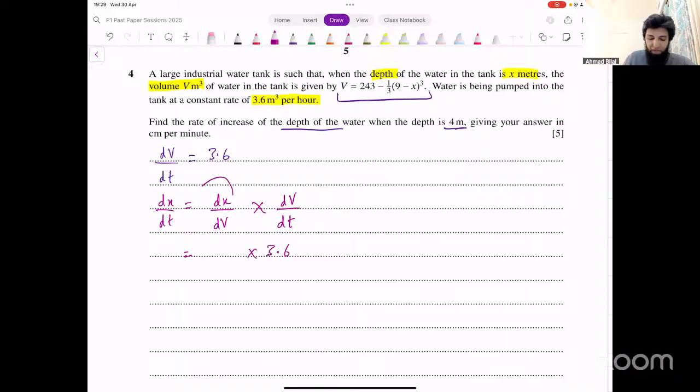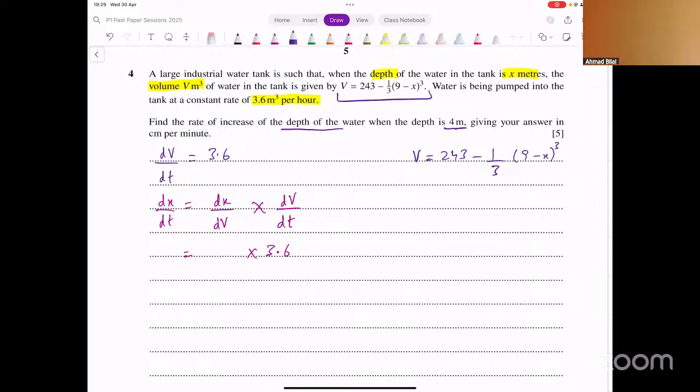The problem is we don't have dx over dV. For that, we need some equation that connects x and V. Do we have that here? We are given this volume function. Let's use that. V equals 243 minus 1 over 3 into (9 minus x) whole cube. That's the volume function. And what we want to do is differentiate it, dV over dx. What does that give us?